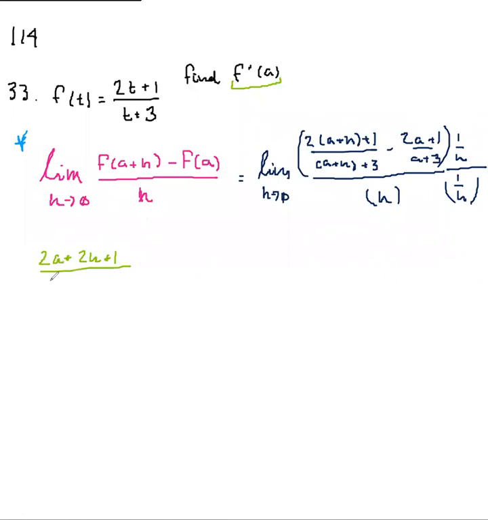Minus, still in the same numerator, 2a minus 1. And then on the denominator, you have h in parentheses, and then in parentheses, a plus h plus 3. The 3 would be, I believe, outside. Sorry, I'm not looking at the book right now. I think it's just a plus h and then 3.